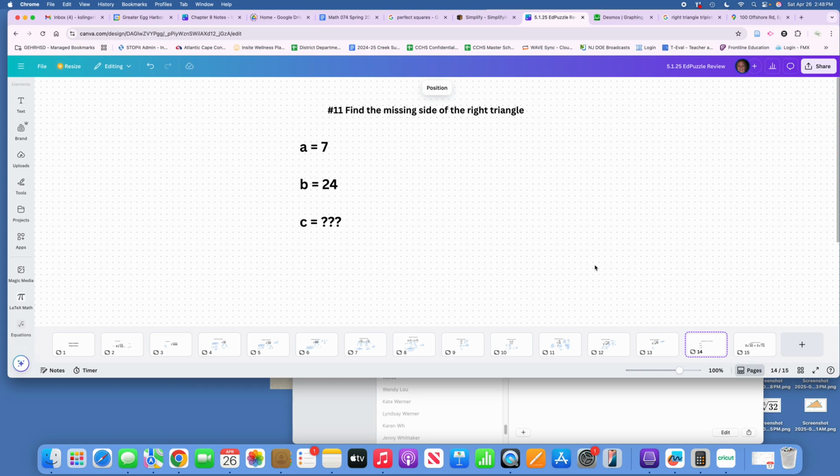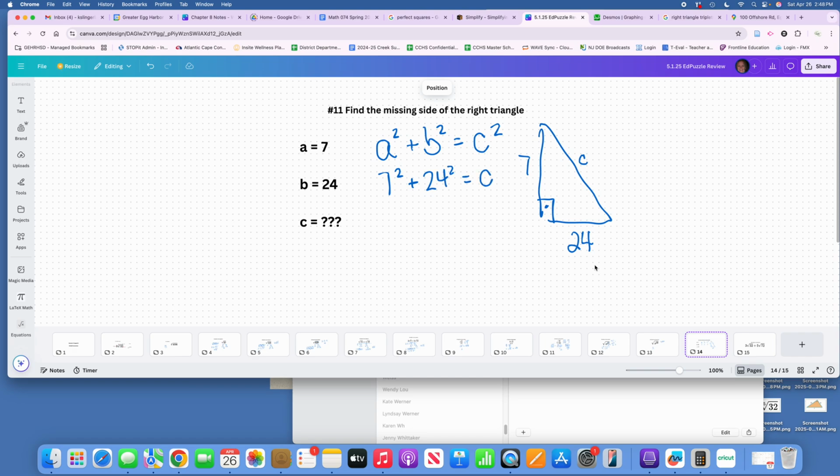Let's use the Pythagorean theorem now. So remember, Pythagorean theorem is all about right triangles. So I'm just going to draw myself a right triangle. Okay. I know that C is going to be across from the right angle, and it doesn't matter what I label A and B. They're both just legs of the triangle. I know that the Pythagorean theorem says to do A squared plus B squared equals C squared. So 7 squared plus 24 squared equals C squared.